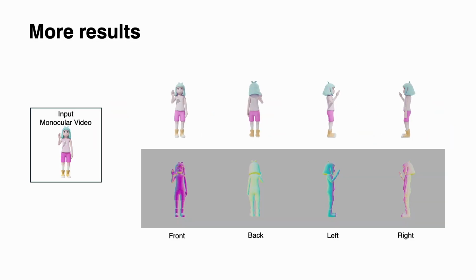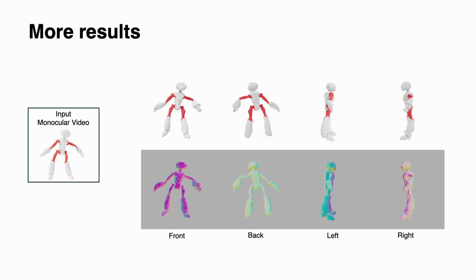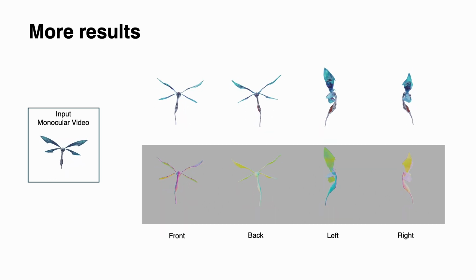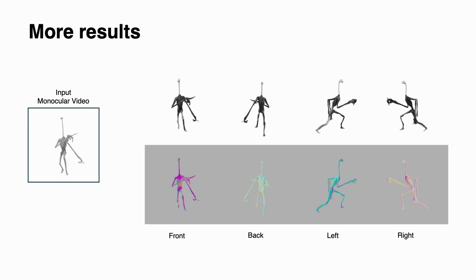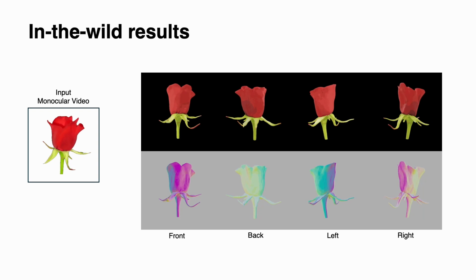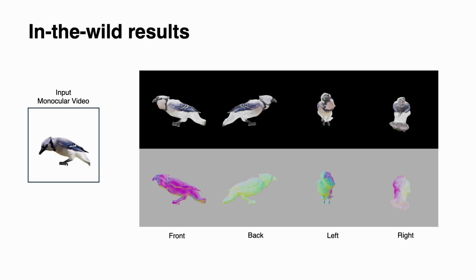Here we show more reconstruction results. Our method generalizes well to different types of dynamic objects, including humans, humanoids, animals, and monsters. Our model can also generalize very well to in-the-wild monocular videos. Here, we show some reconstructed results from the in-the-wild Consistent4D dataset.